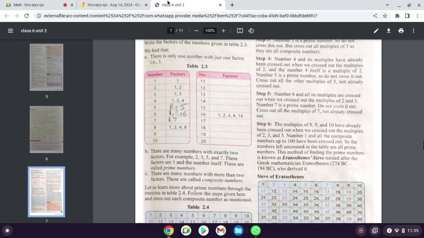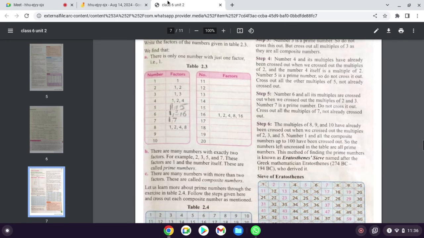There are many numbers after the table. There are many numbers with exactly two factors, for example 2, 3, 5, 7. The factors of these are only 1 and the number itself, because these numbers are present only in their own table and in one's table. These are called prime numbers. This is the definition of a prime number. The factors of the number are only 1 and itself.